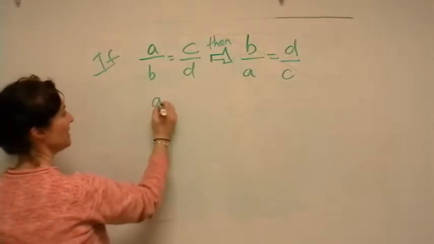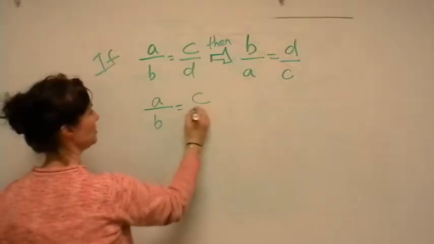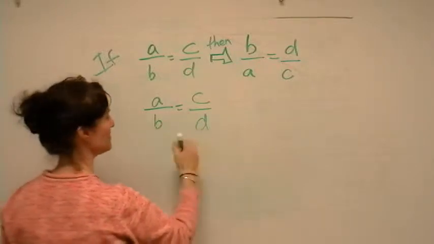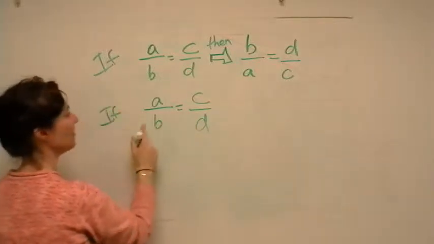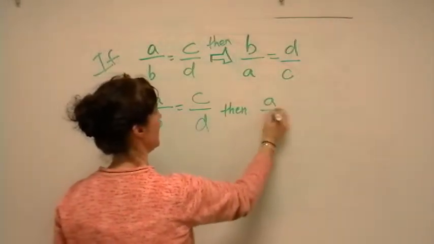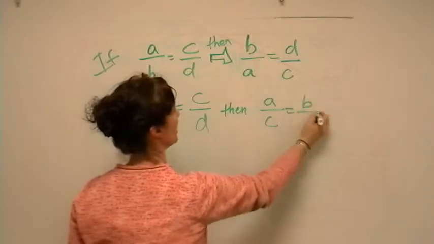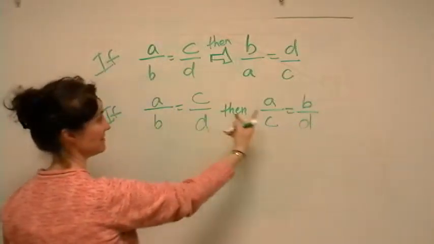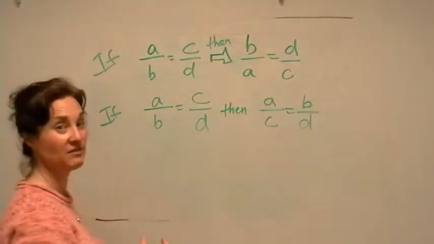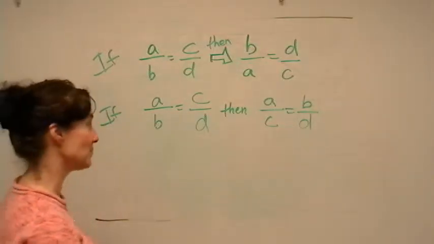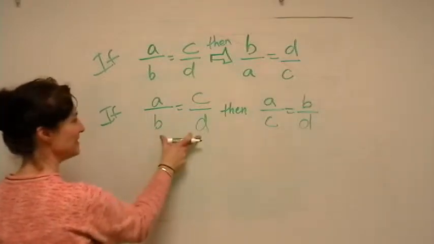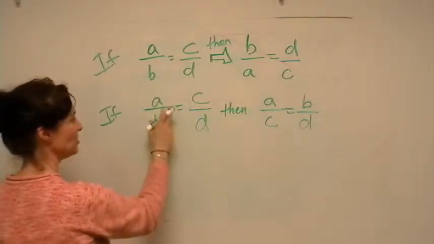Rule number two is you can switch the means. You can interchange the means. So if A over B is equal to C over D, then A over C is equal to B over D. We've switched the B and the C. Still true. You can do this with real numbers to verify that it really works. It really does work.